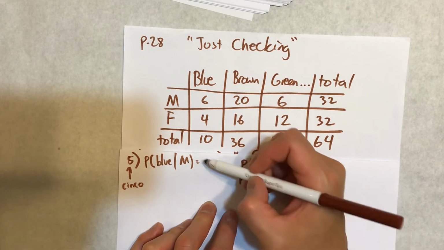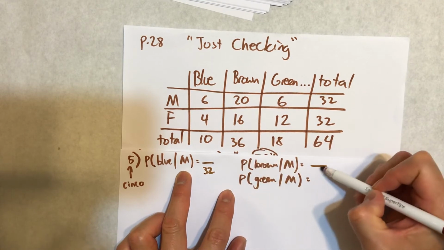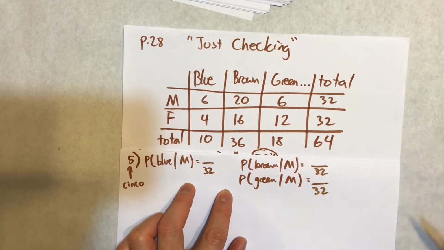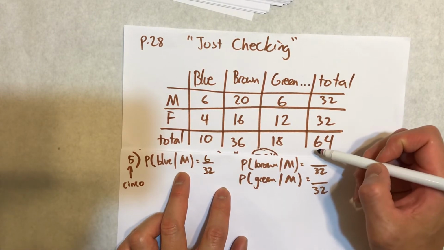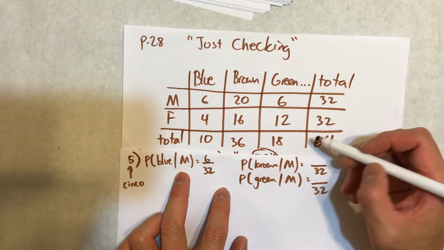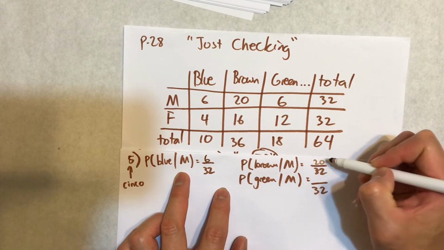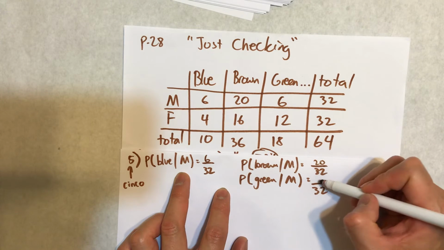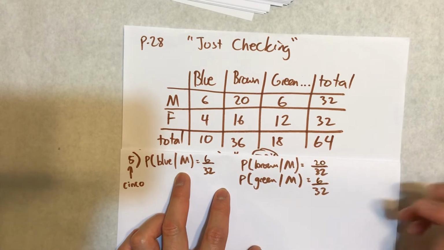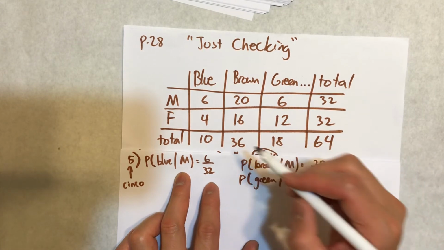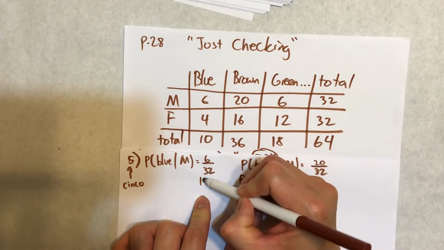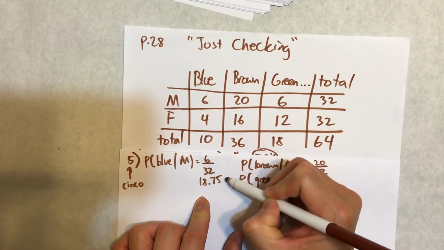How many total males do we have? We have a total of 32, so all these are going to be something out of 32. So how many blue males? We have 6. How many browns? We have 20. Oh, that seems like a high percentage. And 6. I wonder if being male gives you a higher likelihood of being brown-eyed. I don't know. So this comes out to 18.75%.